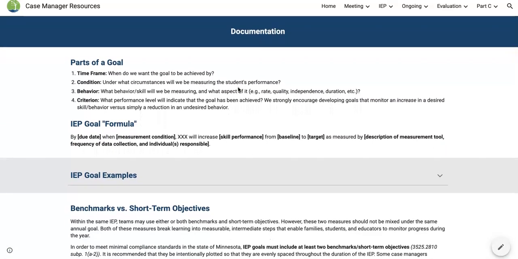And then lastly, the criterion. And so this is where the numbers come into play. So you're going to answer, how are we going to know if that goal has been achieved? And so we want to also highlight an increase. It's very rare that we can't measure something in an increase.